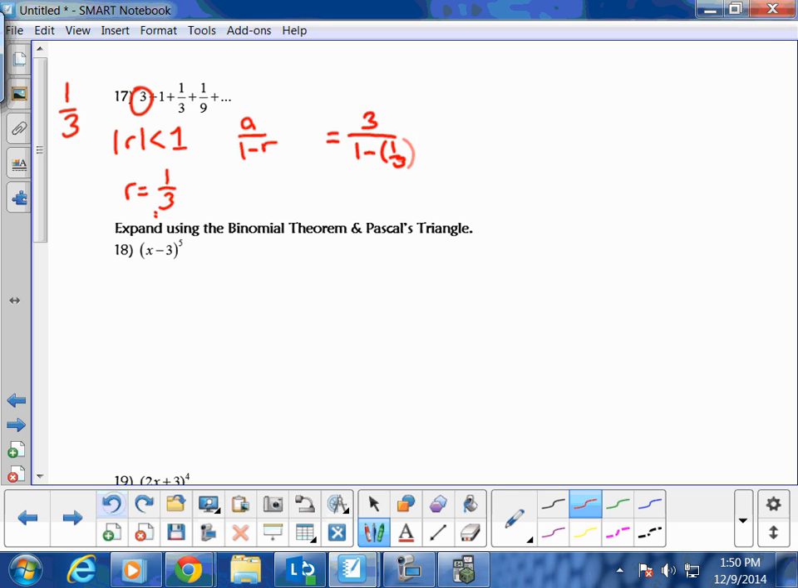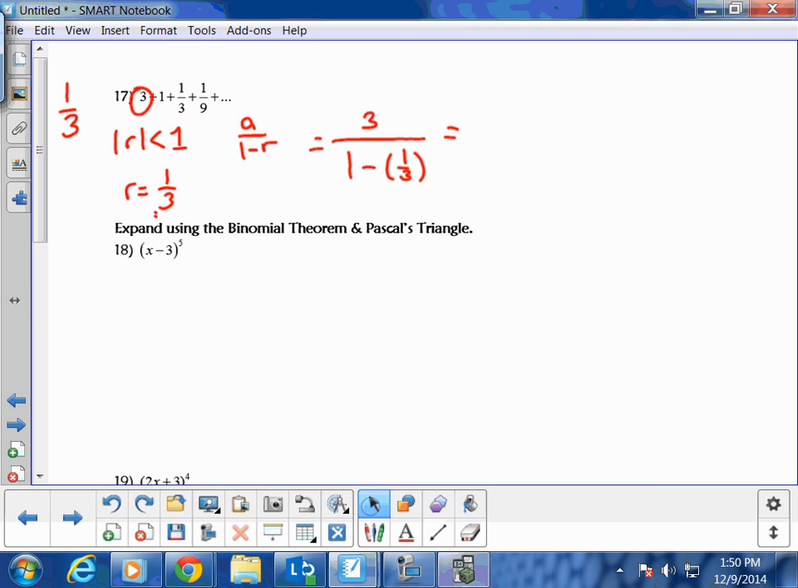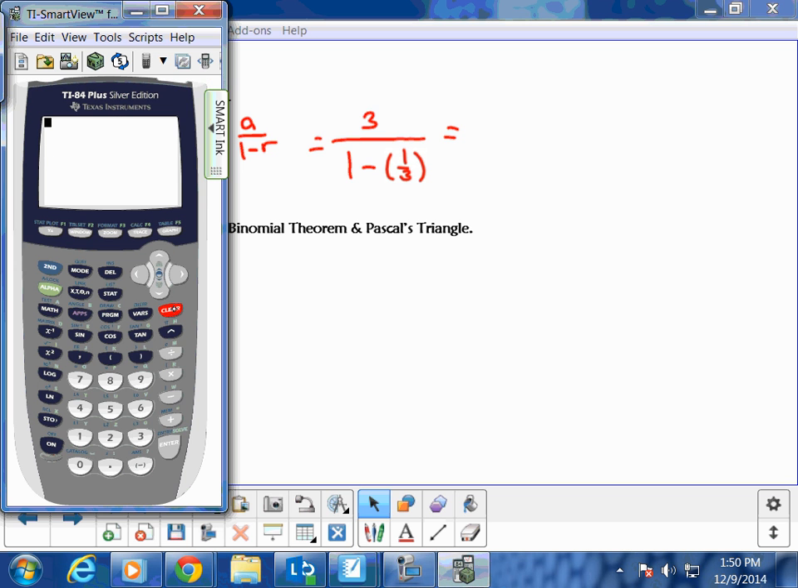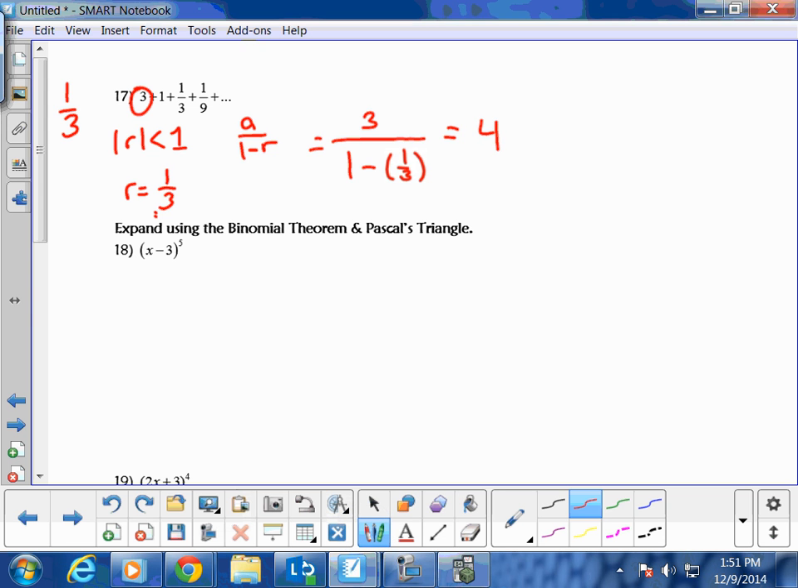That 1/3 does not look very appealing to me, so let's redo that. 3 divided by 1 minus 1/3. So from here, let's see what this value converges to. We're going to bring out a calculator. So we have 3 divided by parentheses 1 minus 1 divided by 3. It comes out being 4.5. So in this case, we get 4.5 as an answer.